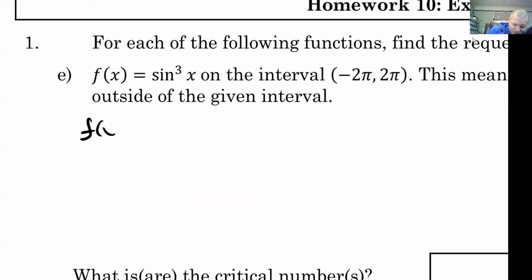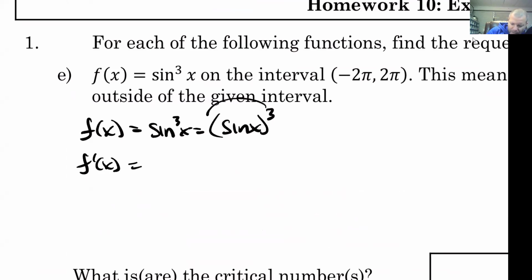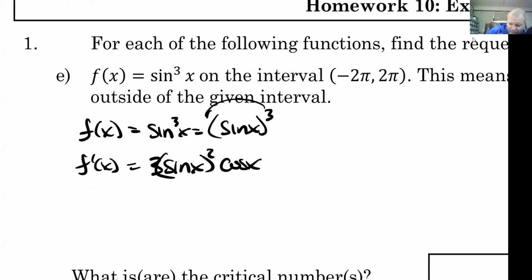So just in case, sine cubed of x is sine of x, whole thing cubed. So when we take a derivative, our 3 is going to come down front. So we're going to get 3 sine of x squared cosine of x, or written kind of like mathematicians, 3 sine squared of x cosine of x.